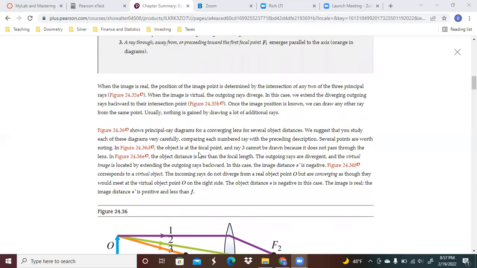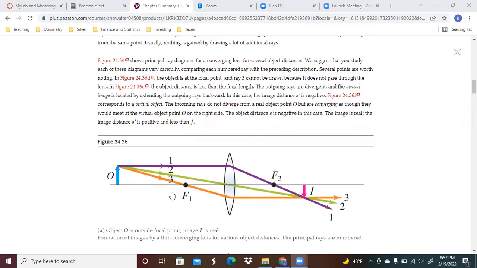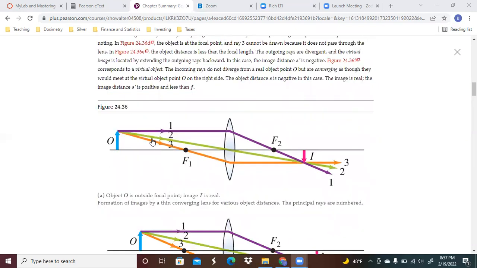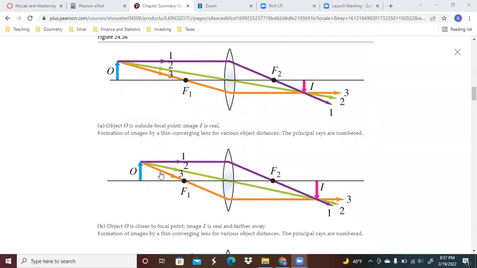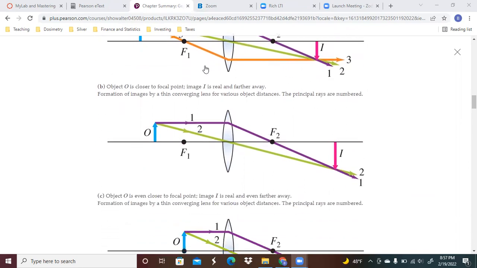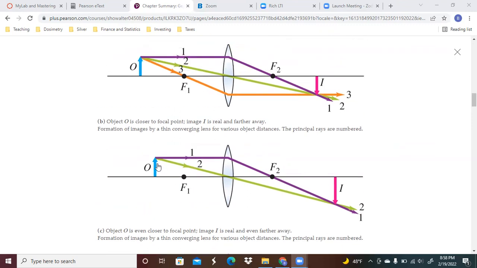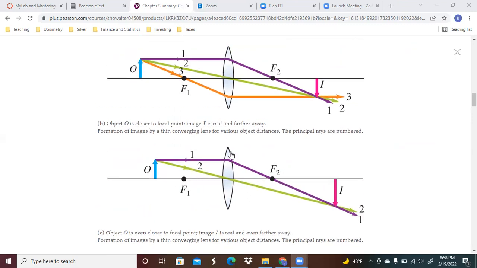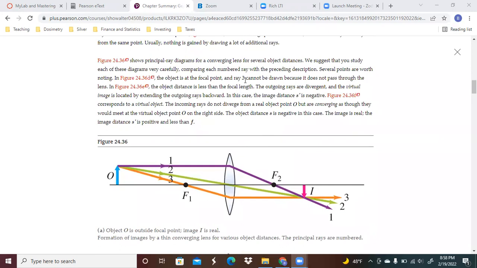We're going to compare each numbered ray with the preceding description, and you're going to have several points worth noting, such as here, up to a certain point, you can have rays that will go through the focal point and then eventually come out parallel with the optical axis. But soon you get to the point here where you can't have that happen. And so, as it mentions here with ray 3, it does not pass through the lens.